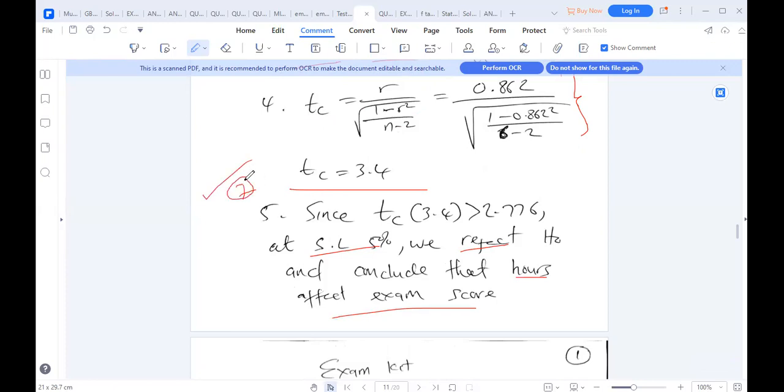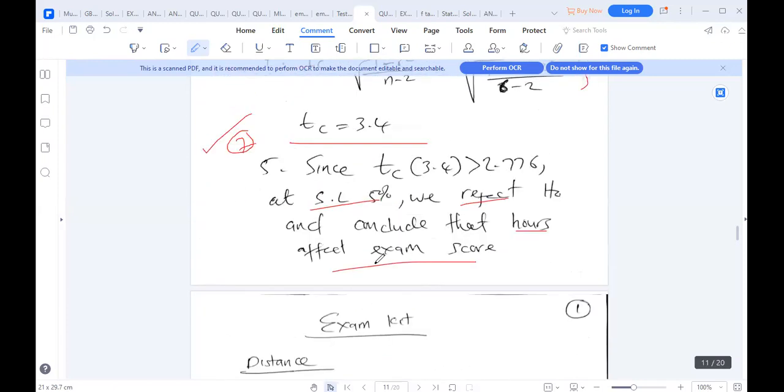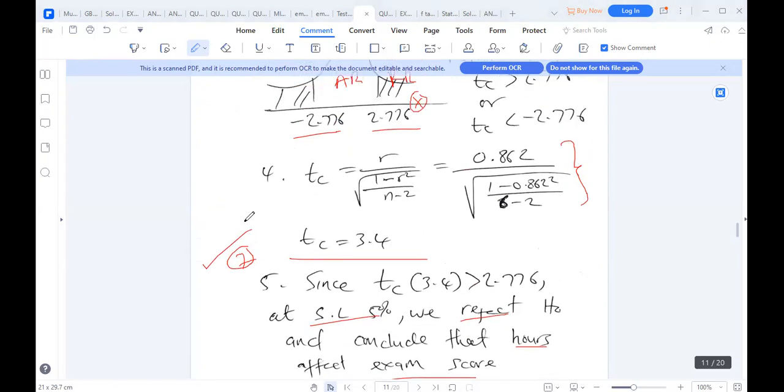Do they also provide the test formula? No. In the exam, they don't. All right. Question. With that, we need to know this formula in short. Okay.